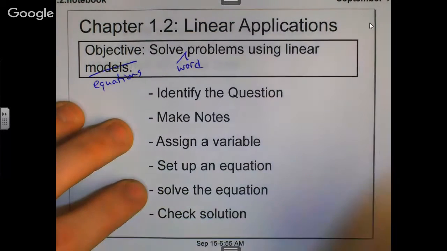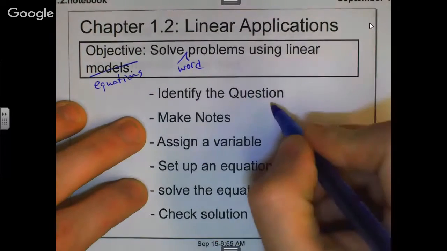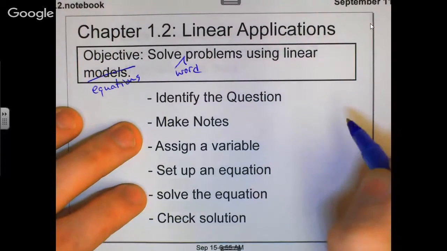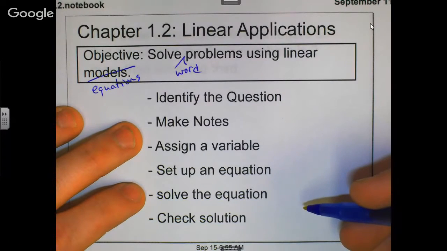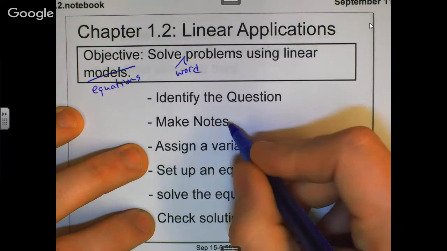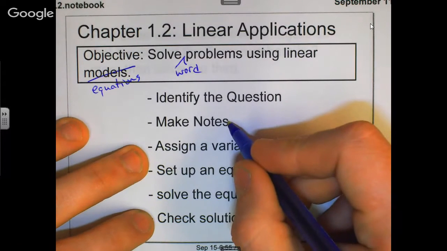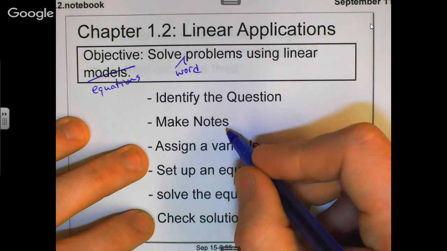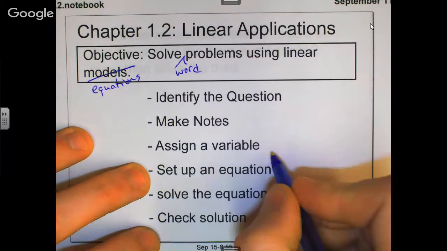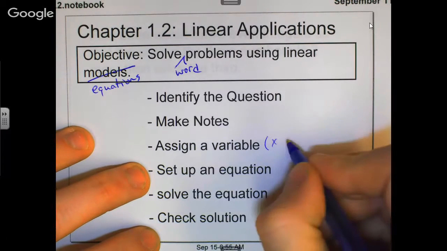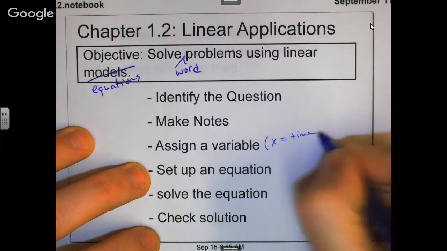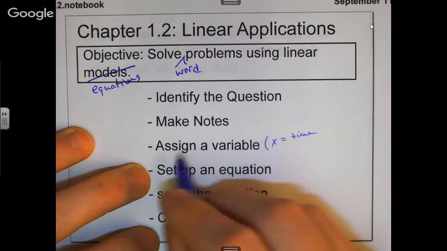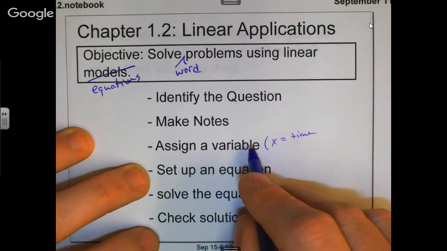So we've got some steps here. We want to identify the question. Really pay attention and ask what is this word problem asking me to do, and what kind of answer should I be getting. You can always make notes on the word problems of what's important, what's not important. Assign a variable. Usually we use x. You might say x equals time or something like that. So you need to make sure you understand what your variable represents.